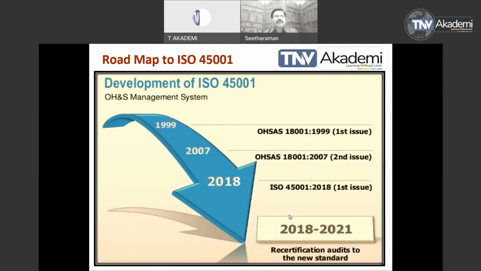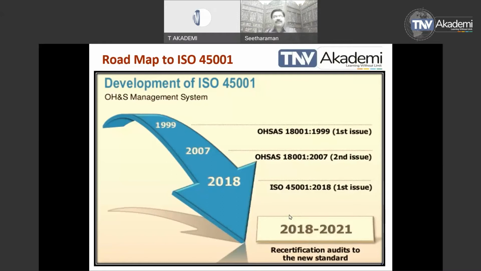Okay, so now the roadmap to ISO 45001, how this all developed. First, we had OHSAS 18001 in 1999. That was a British standard that was adopted by all the industries. Before that, there was no standard on occupational health and safety. So that was a very good standard and it had all the elements. So all industries adopted it. Many companies went for this and then they upgraded to the 18001:2007 version also.